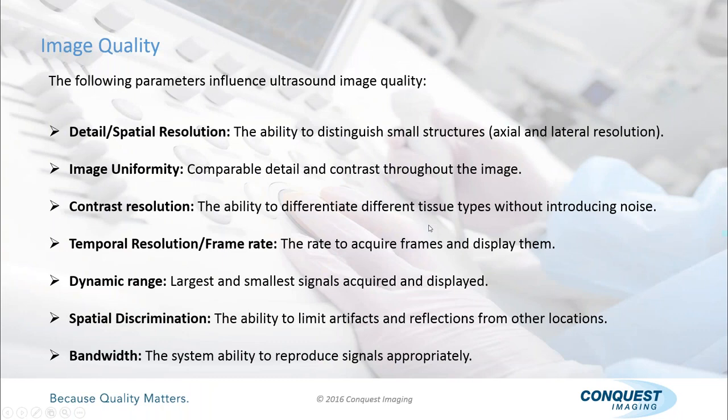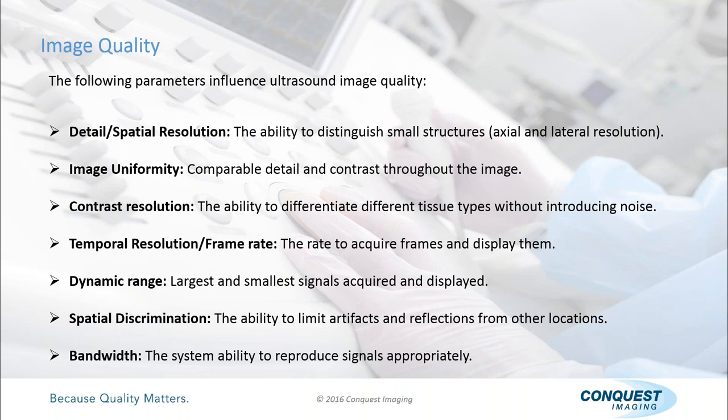So image quality, by definition, consists of many different things when you're talking ultrasound. This is a brief description of each. We'll go into these a little more in depth in this presentation, but they all influence ultrasound image quality. The first one, detail or spatial resolution, is the ability to distinguish very small structures, and this is both the axial and lateral resolution areas. Don't worry about axial and lateral quite yet. We will define those in this presentation. But really, what you need to understand is it's the ability to distinguish small structures.